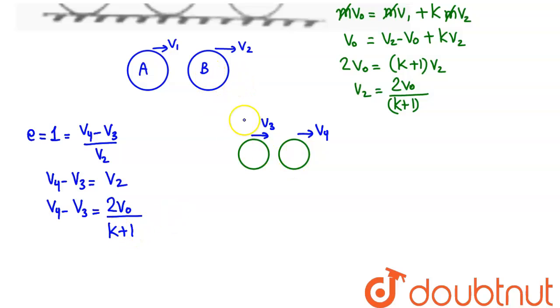Now applying momentum conservation for this B and C collision. So we can say the initial momentum of the system is equal to the final momentum of the system.